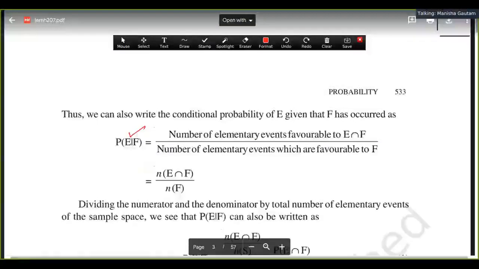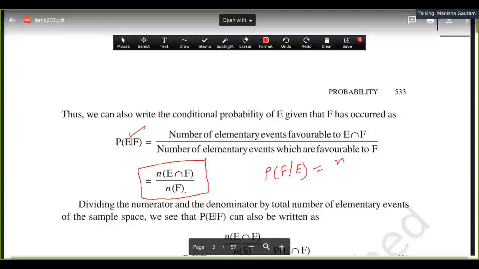Probability of E if F has already happened is the number of elements in E intersection F upon the number of elements in F. This will give you the probability of E if F has already happened. Suppose you want the probability of F if E has already happened. What is the change in the formula?